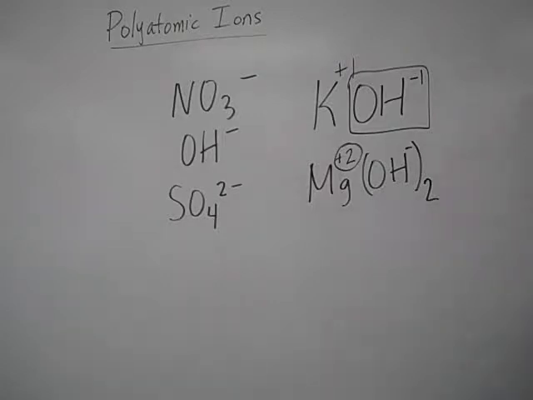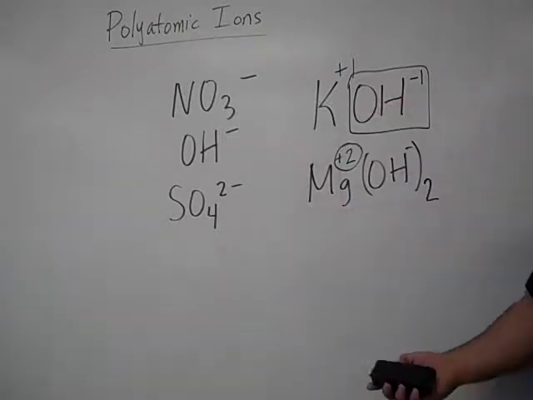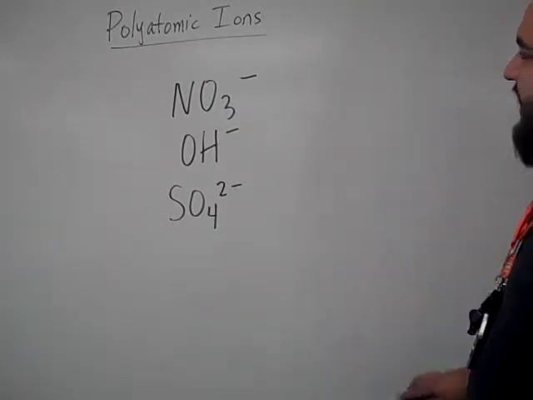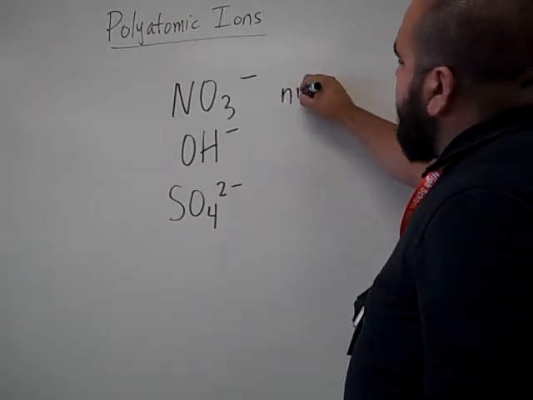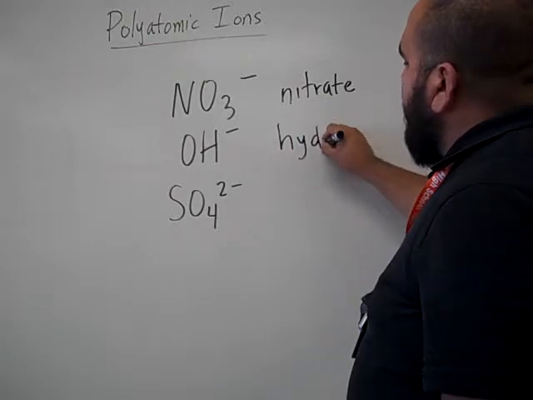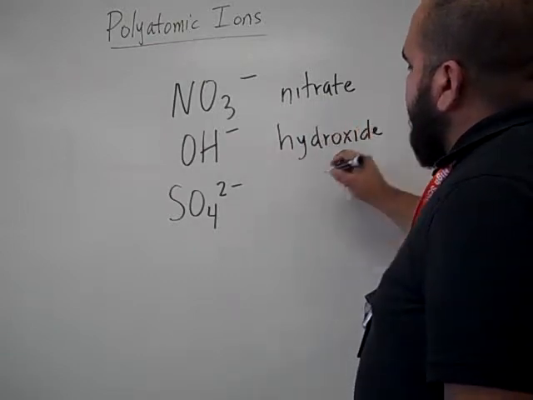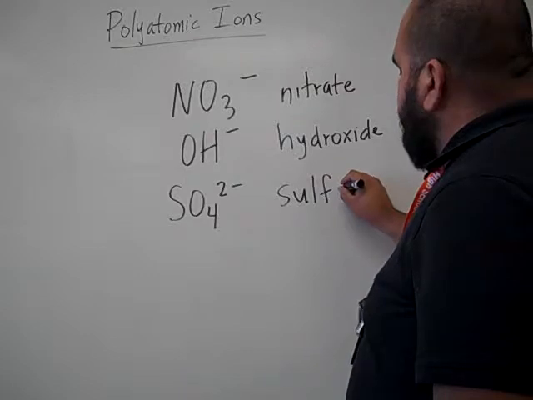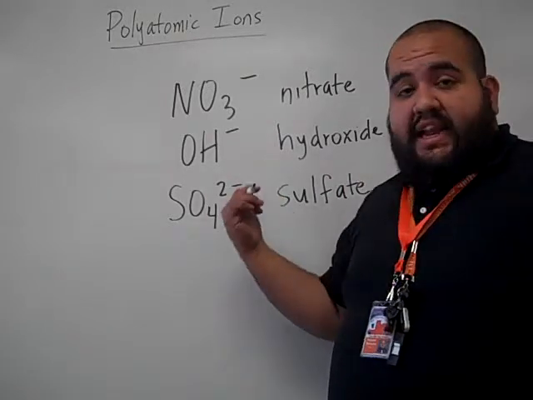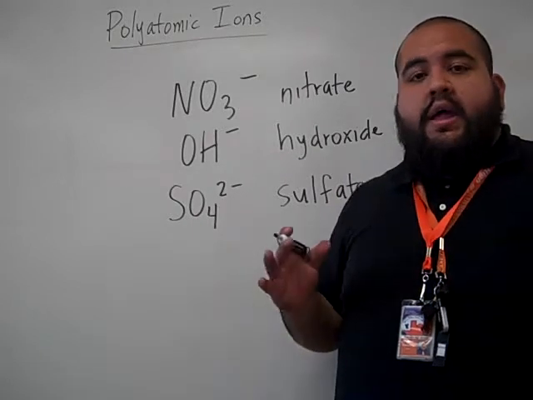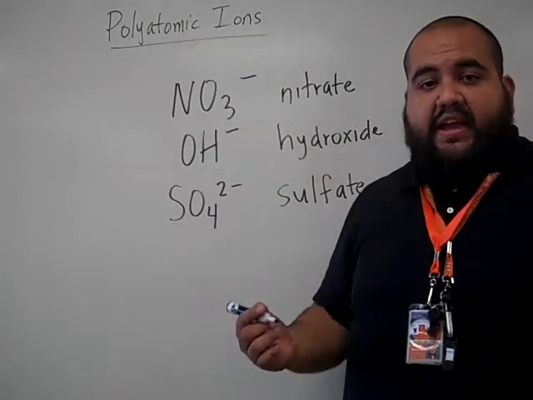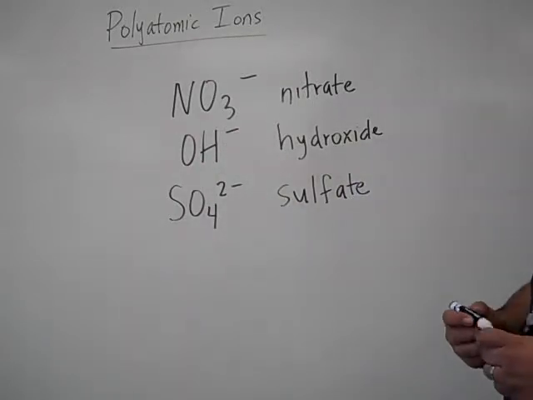Now, why do you need to know these? The reasoning is basically for the naming, okay? Each one of them has a distinct name. For example, this is called nitrate. This is called hydroxide. And this is called sulfate. You cannot name compounds without knowing the names of these guys. Now, I'm going to provide you a table on Edmodo that will help you identify these. Let's put some to practice real quick.